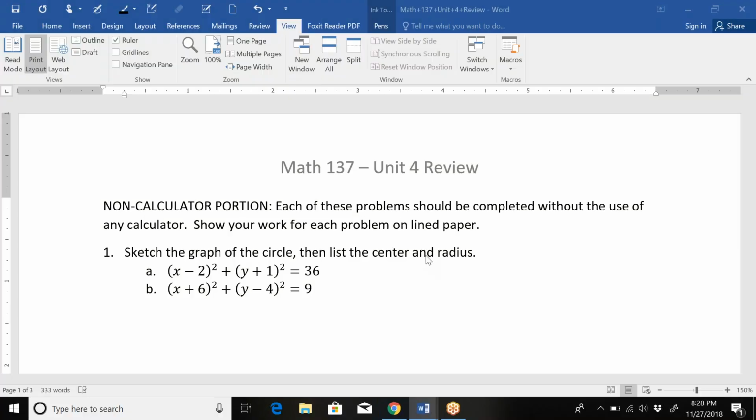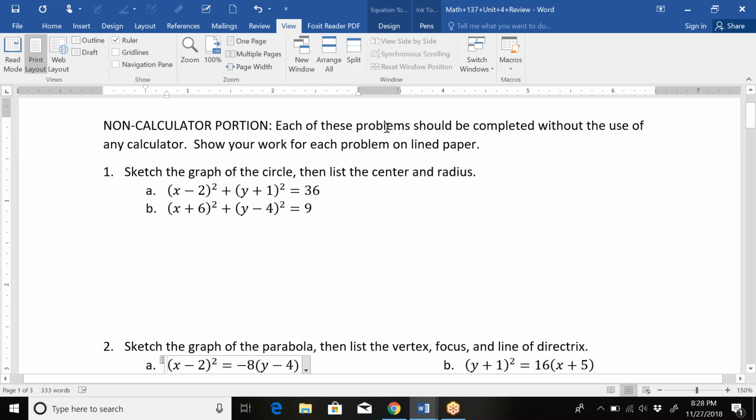All right, this is the Unit 4 review. I'm going to go through the ones we did not get to in class and do all of the Part Bs. So we're going to sketch the graph of the circle, then list its center and radius.